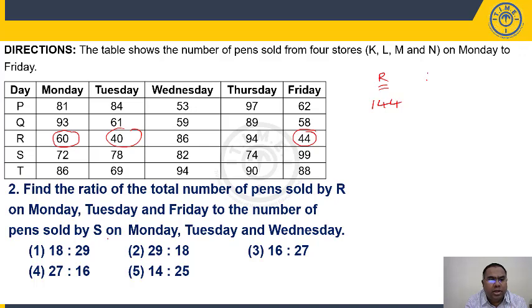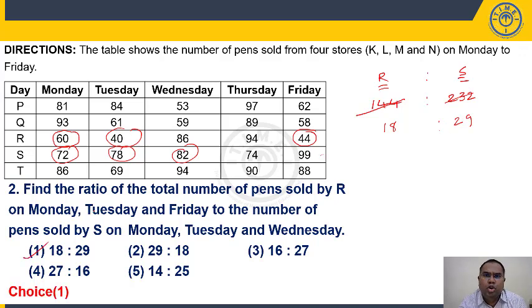Then the number of pens sold by S on Monday, Tuesday and Wednesday: 72, 78 is 150, plus 82 is 232. Right? Then 18 times 8 is 144. 8 2 16, 72, 89. So 8 is a common factor. 18 is to 29. Choice 1 should be your answer.